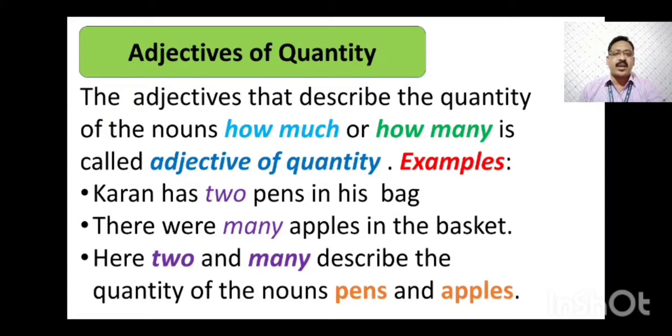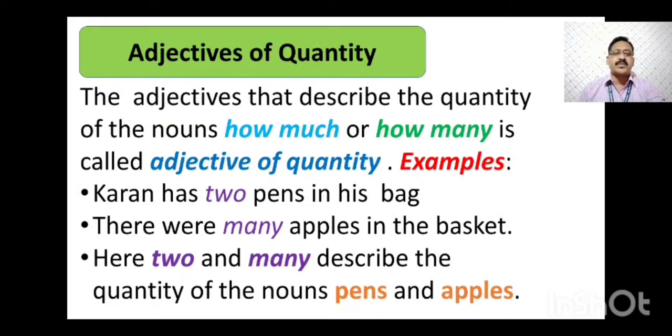Examples: Karan has 2 pens in his bag. You can see pen is in plural form. And how many of them are there? 2 of them are there. So 2 is the number we say about the noun pen. So 2 is the adjective of quantity.